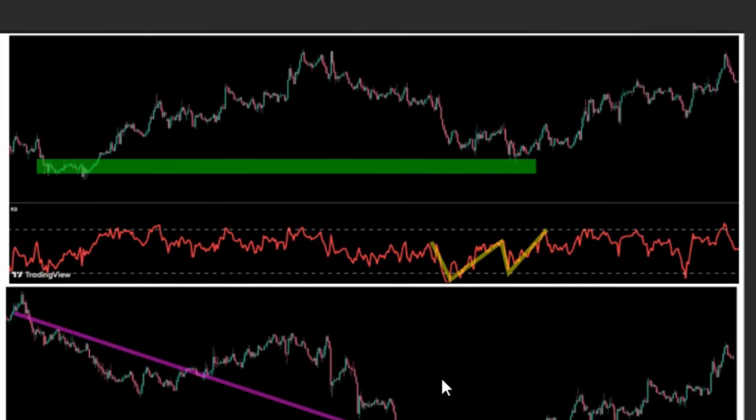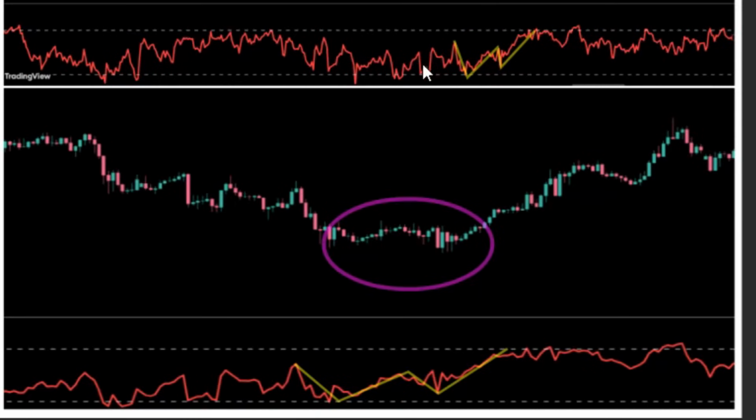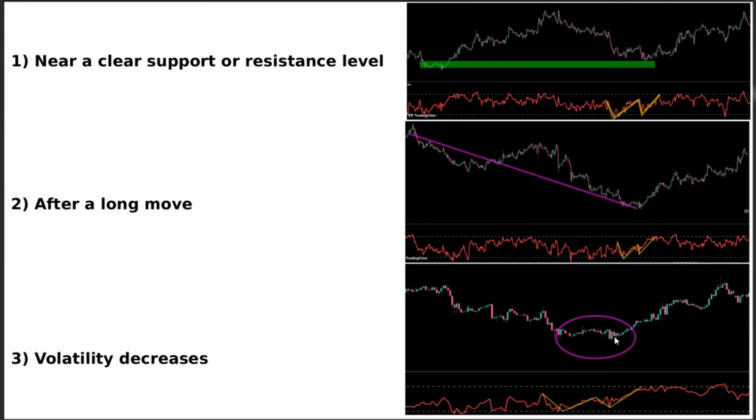First, it works when price is near a clear support or resistance level where the market has reacted before. These are the areas where balance can shift and reversals become possible. Second, it works after a long move when the market starts to look tired and buyers or sellers begin to lose energy. Third, failure swing works best when price slows down and volatility decreases. Smaller candles and weaker moves tell us that momentum is fading. When you see a failure swing forming in these 3 situations, not in the middle of nowhere, that is when it becomes meaningful.